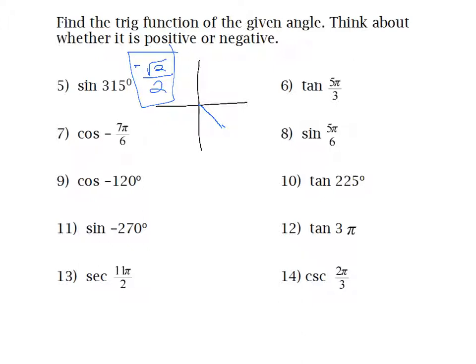Let's try another one. Tangent of 5 pi over 3. All right, we just did it yesterday, but let's think through this, because I know you probably don't have this memorized. Where would 5 pi over 3 fall? Well, just start counting, and I usually convert those to 6, so think of that as 10 pi over 6, and let's start counting our way around.